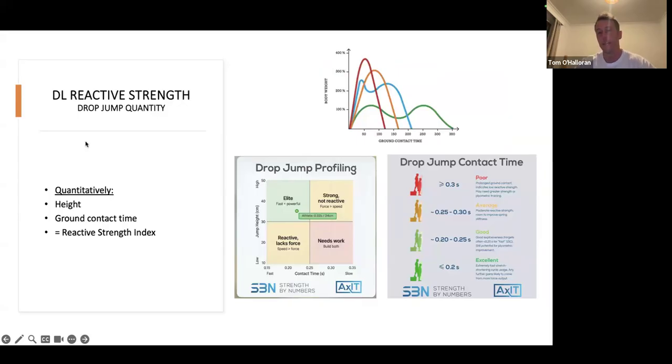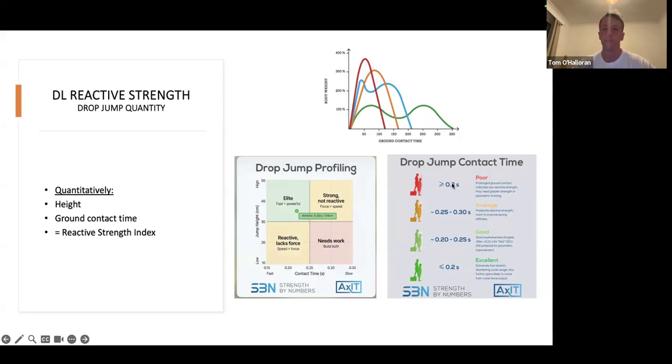Quantitatively, I should have said this, I'll assess either a double leg or a single leg reactive strength. I'm just talking about double leg first. So drop jump quantitatively, we're looking obviously at heights. We're looking at ground contact time, and height divided by ground contact time gives us reactive strength index. And to me, I just tell people this is how springy your tendons are. If we look at some of the norms, obviously it depends what height we're dropping from. I try and keep it consistent. If you're working in pro sport, you might standardize it more, or you might consider leg length potentially.